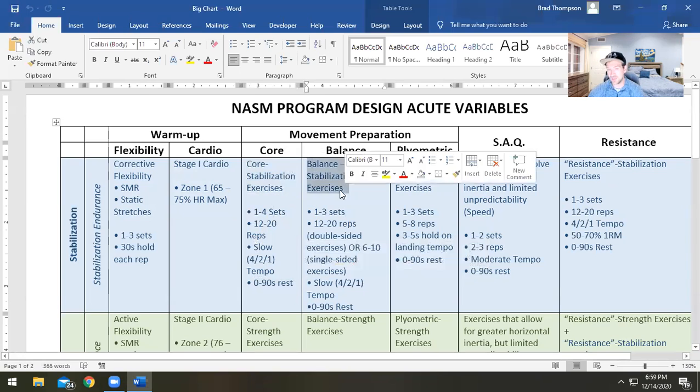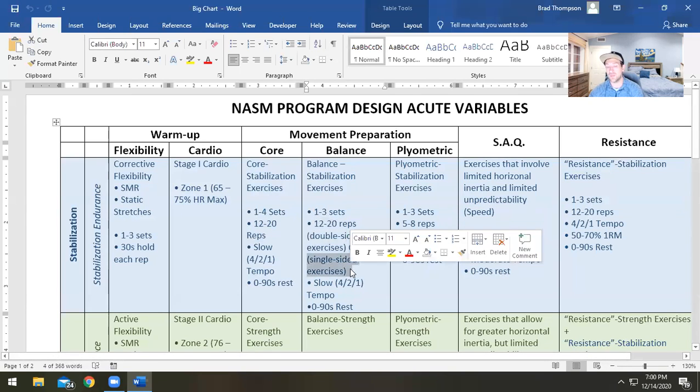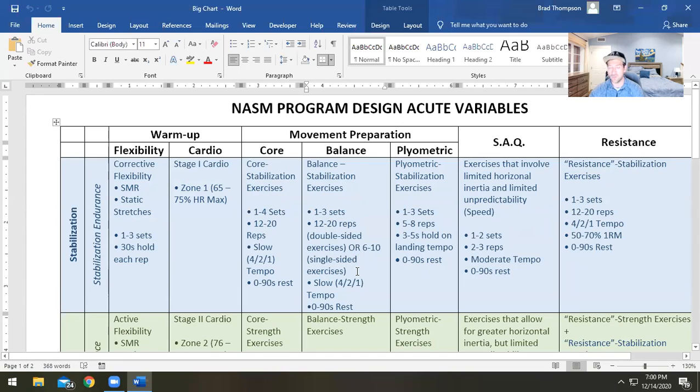For your balance stabilization, those are exercises that are not moving your balance leg, right? 1 to 3 sets, 12 to 20 repetitions if it's a double-sided exercise, which it never is because it's a balance exercise, which inherently means standing on one leg. So that's going to be 6 to 10 reps if it's single-sided. So it's 12 to 20 total, but let's say you're doing a single leg lift and chop, that'd be 6 on the left, 6 on the right. Slow tempo, 4-2-1, and then 0 to 90 seconds of rest.